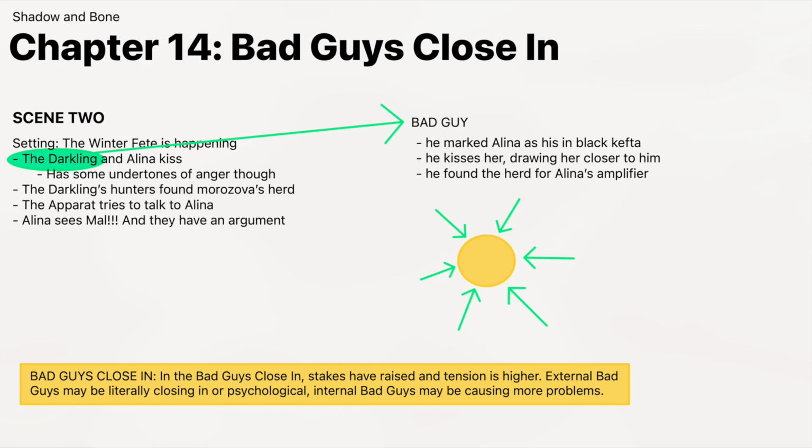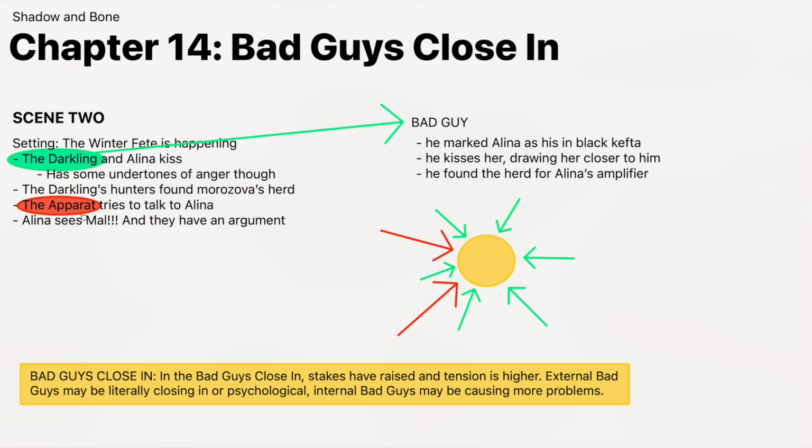Another person who tries to talk to her, who's also a kind of bad guy in the series as a whole, is the Apparat. He's closing in as well. He's trying to make some tension. He adds some tension here because you're like, what does he want? And Alina ignores him, which will have ramifications.